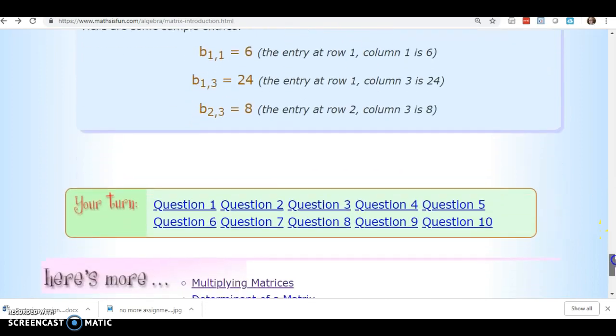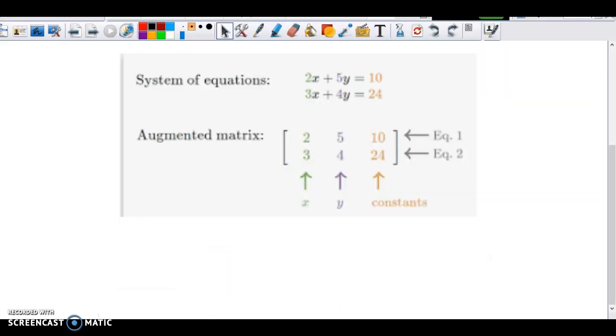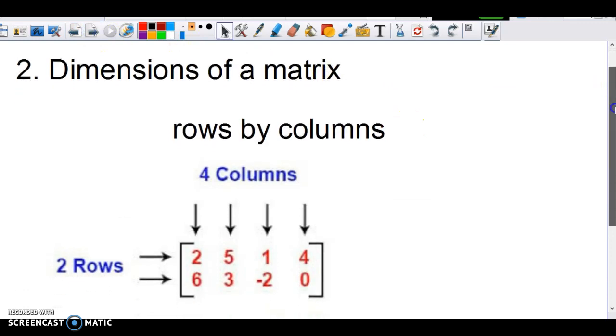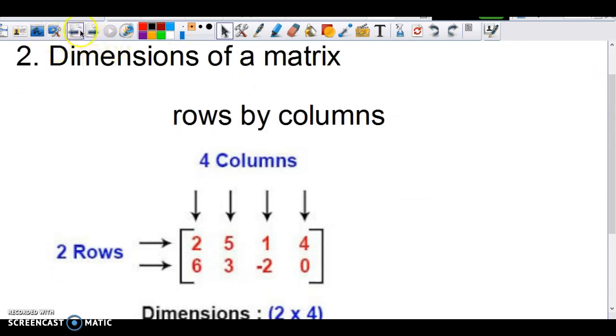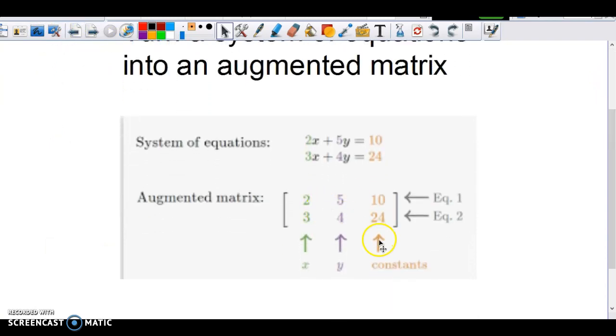All right, so if you're interested in some practice, there are questions here. I would ignore any of the ones that say transpose or inverse because we're not worried about that, but the adding and subtracting ones are good. I'm going to show you some examples and let you try some on your own. Okay, so we already talked about dimensions of a matrix, and we talked about how to go from a system of equations to a matrix. Make sure you're able to go the other way as well. So if I give you something like this, being able to go backwards.